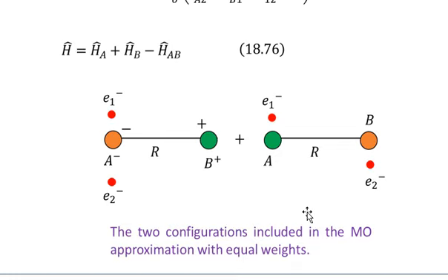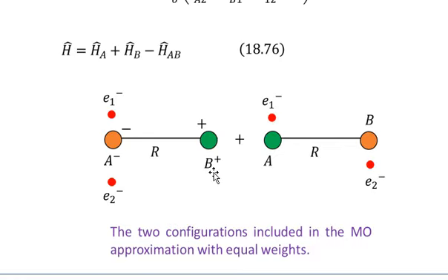So you see that we can depict the two configurations included in the molecular orbital approximation with equal weights as follows. You know that the figure on the left means that the two electrons E1 and E2 are coupled with the nucleus A. And so nucleus A is negatively charged because, in addition to its neutral hydrogen atom, it has also got one more negatively charged electron.